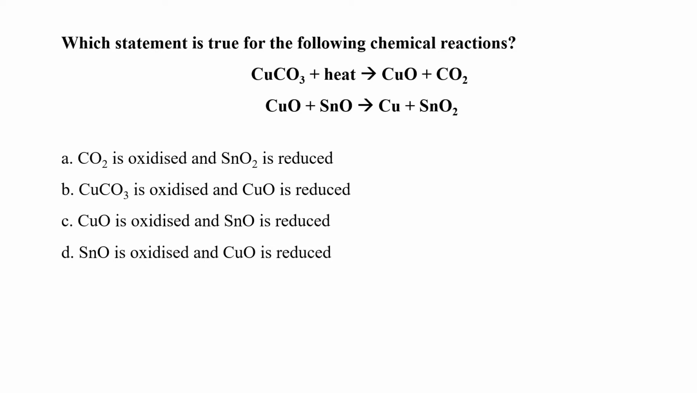Which statement is true for the following chemical reactions? CuCO3 plus heat gives CuO plus CO2. CuO plus SnO gives Cu plus SnO2. A. CO2 is oxidized and SnO2 is reduced. B. CuCO3 is oxidized and CuO is reduced. C. CuO is oxidized and SnO is reduced. D. SnO is oxidized and CuO is reduced.